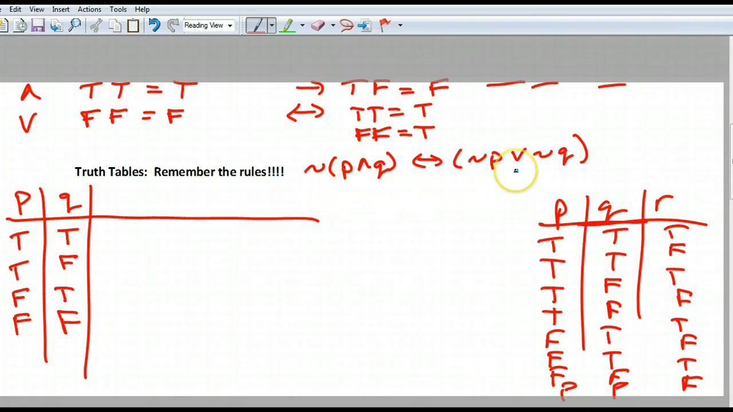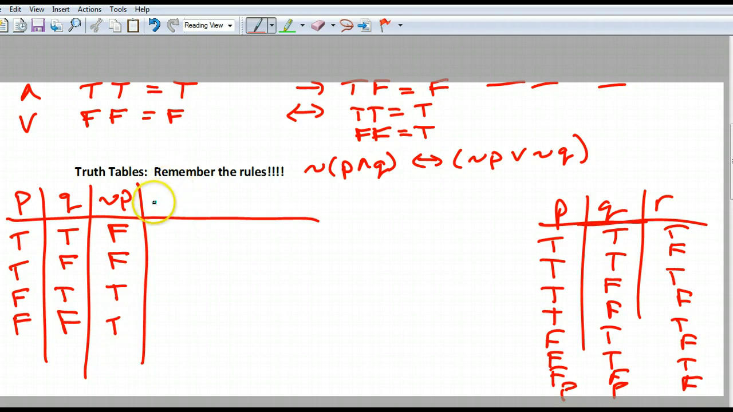I'm going to do a not P first? I like to work, well, you can, I guess. Okay, not P, that's fine. So that would be false, false, true, true. What else? Not Q. So that's the opposite of Q, so it'll be false, true, false, true. Now what?